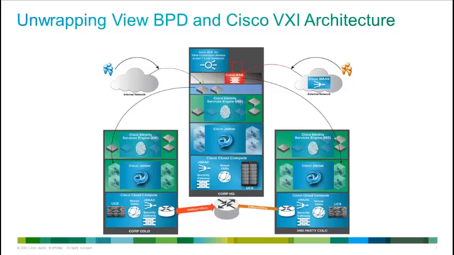You can see the three locations. One is the corporate co-location. The second one is the corporate headquarters, and the third one is the third-party co-location. So each has a Cisco VXI Smart Solution architecture. Each has a UCS for hosting desktop virtualization, which is optimized computing infrastructure for desktop virtualization.